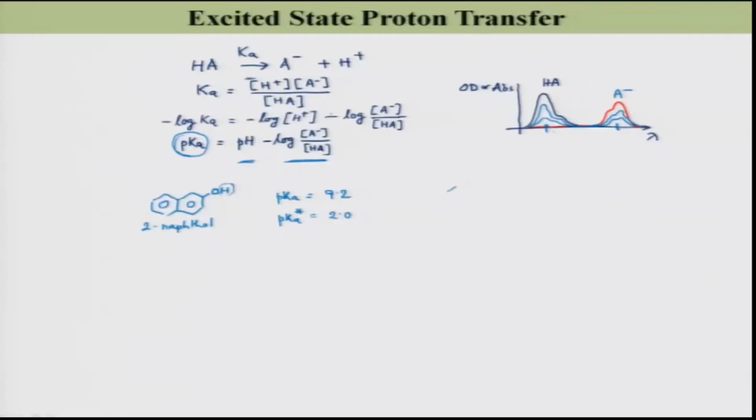It could be completely different for another molecule. For example, let us see this molecule. This molecule is acridine. In this molecule, the pKa in the ground state is 5.1. So, it is a moderately acidic molecule.